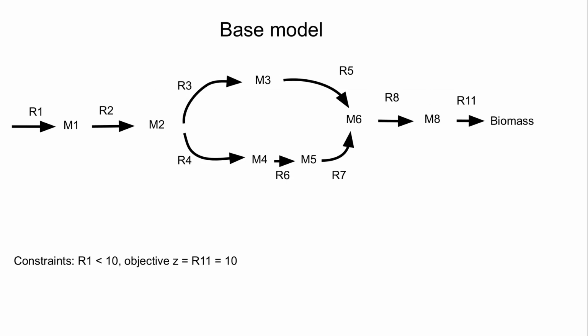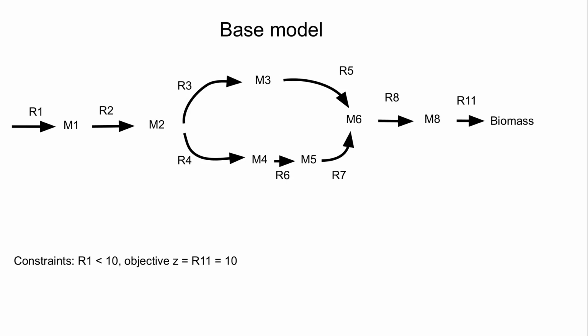We have two sequential reactions to begin with, then we have two alternate pathways that go in parallel, consisting of just simple lines, each of them, and then they merge back together through this last reaction R8, which forms the metabolite M8, and then from metabolite M8 we can produce the biomass through this reaction R11.